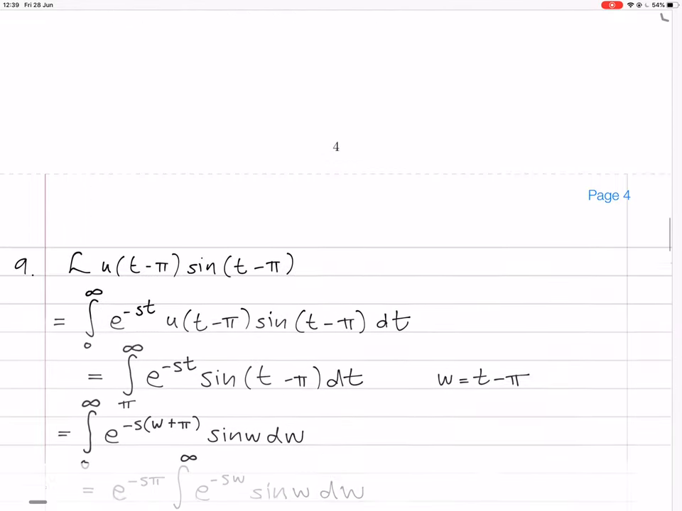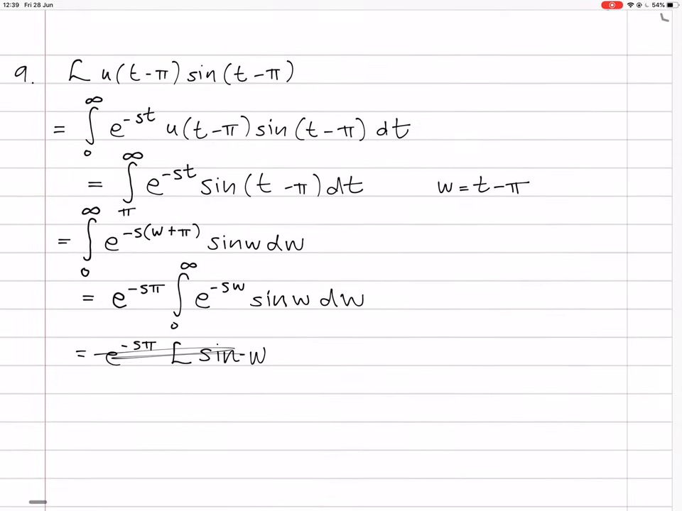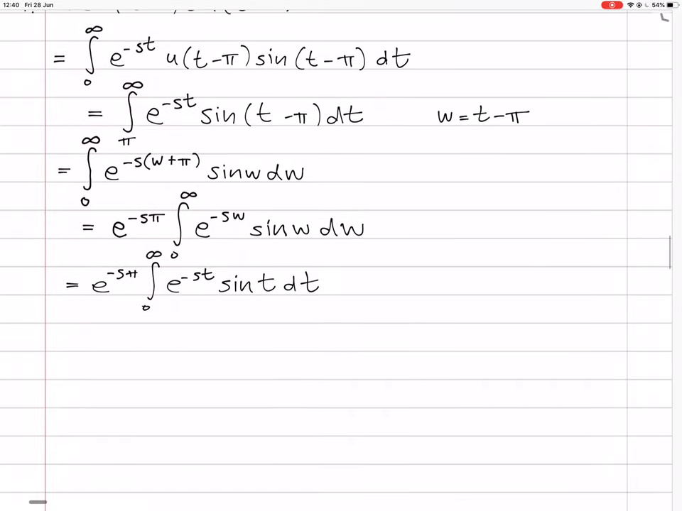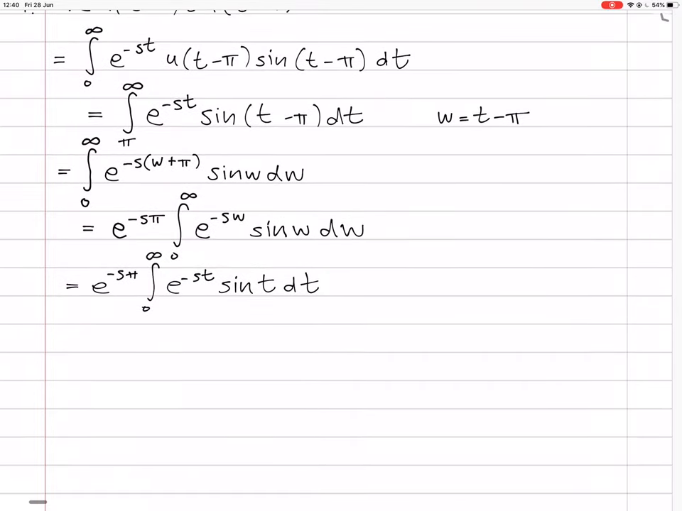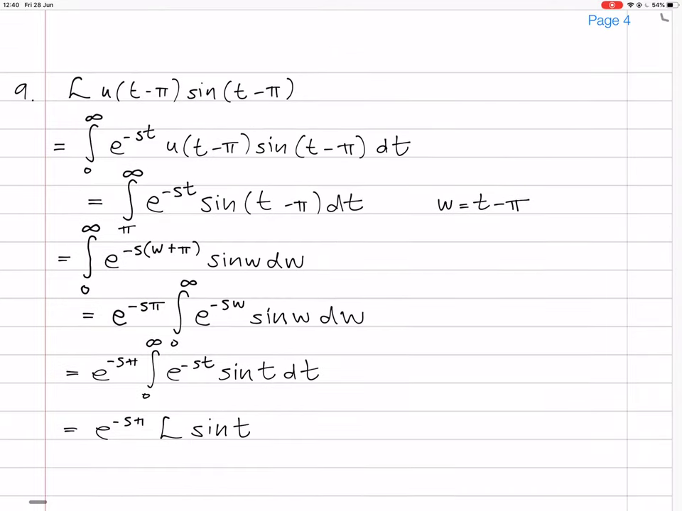Yeah. You know what? I'd rather put the t's in to make it clear. Okay. So the point is that with e^(-s pi), now this integral has, in terms of w, well, you can just change the w to a t. There's no reason not to call it t if you feel like it, so that this is the Laplace transform of sine t as we wanted. And that's it.